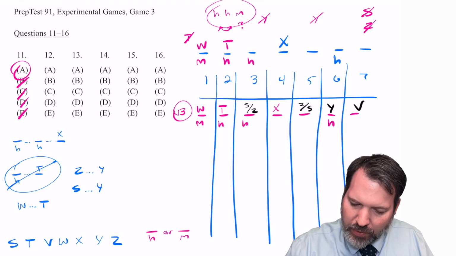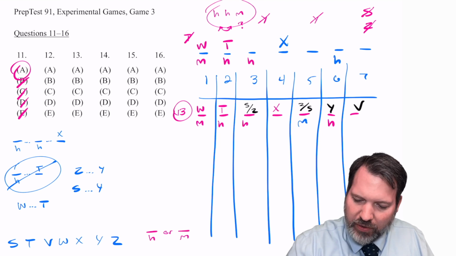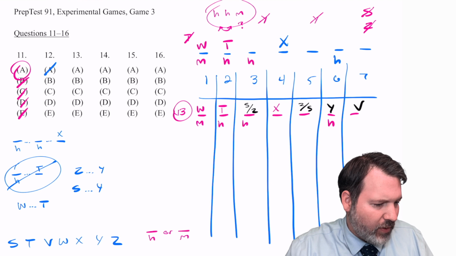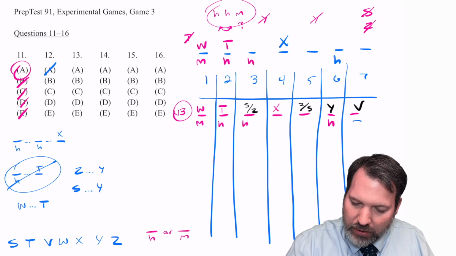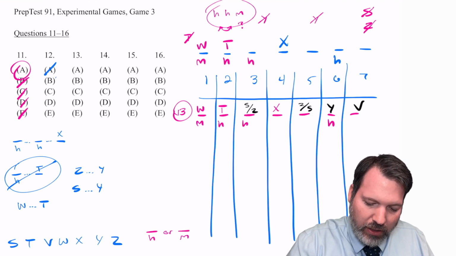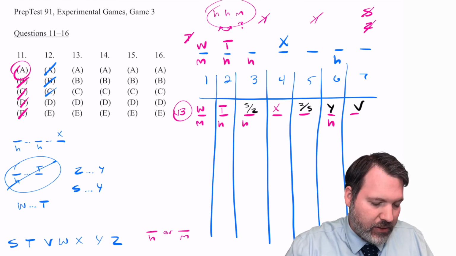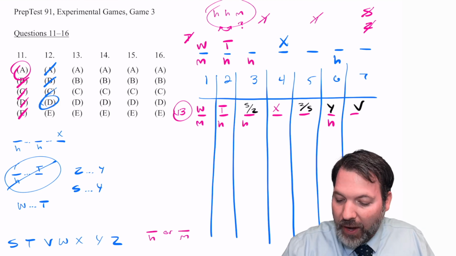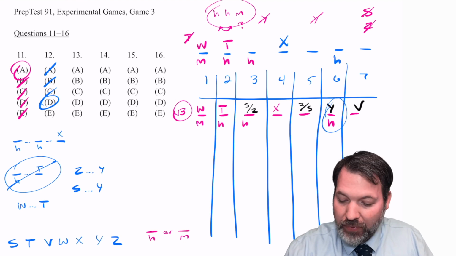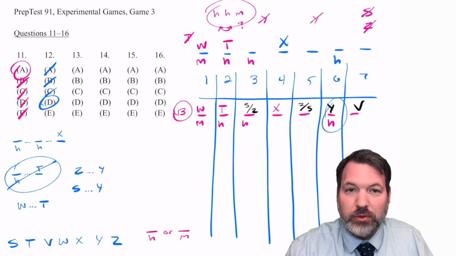Could S be attached by machine right now? Sure, because it could be 5th for all we know, right? So I can cross off A. V, again, sure, could be machine, could be hand. Either way it works. X could be either way, but Y. Okay, Y has to be attached by hand, and so answer choice D is the best choice for number 13.